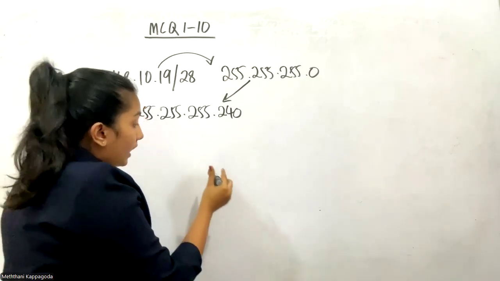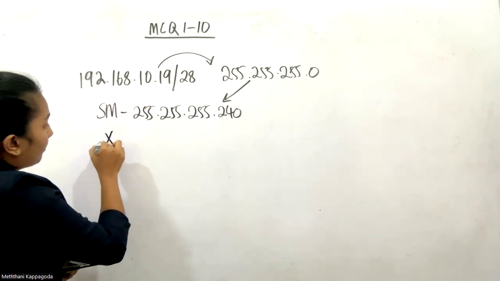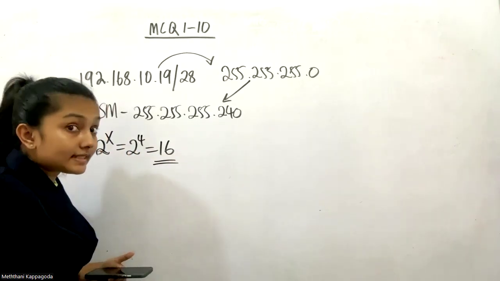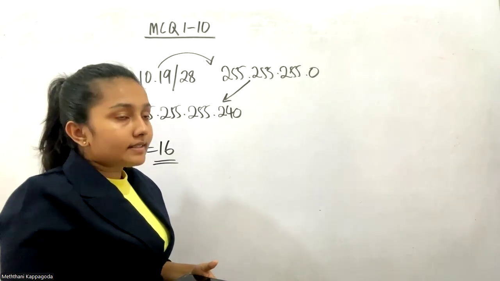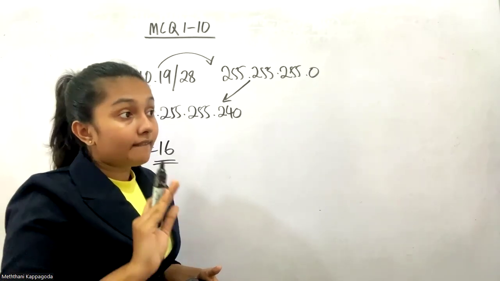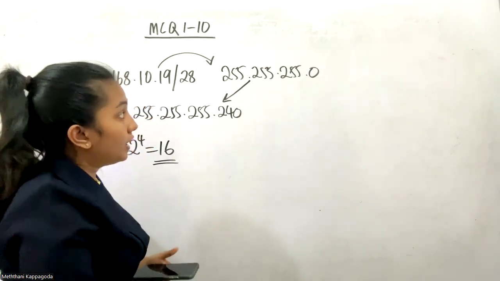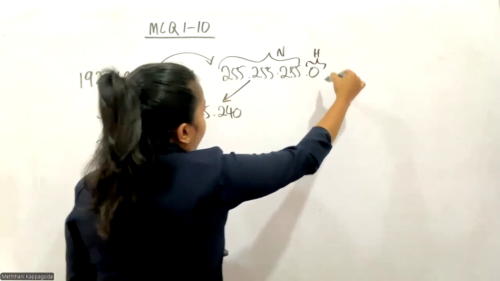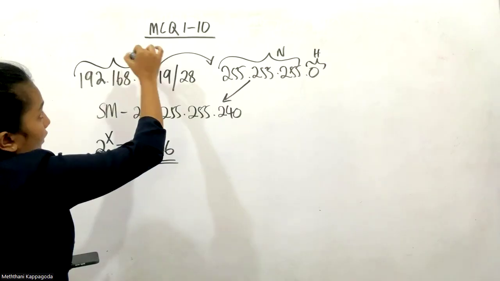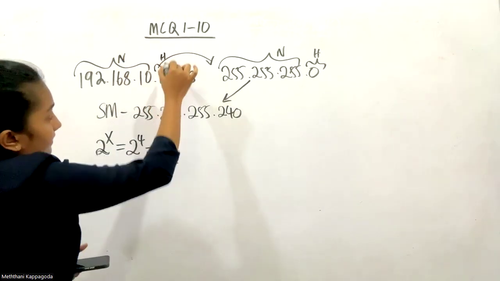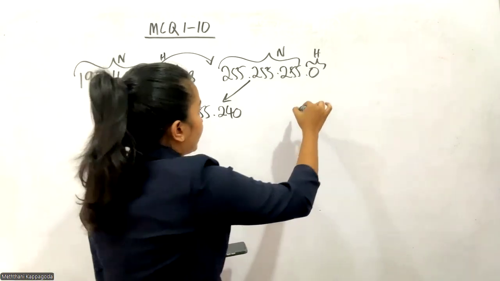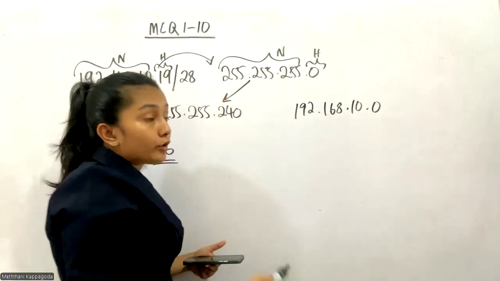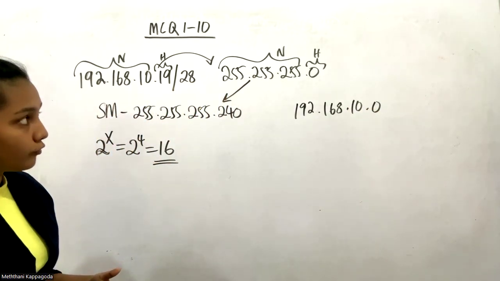It means you can find the number of subnets created: 2 to the power x, which is 2 to the power 4, equals 16. 16 subnets are there. Always the first subnet is the subnet which has 0 in its host part. In the subnet mask, here is the network part, here is the host part. It means the network part of the IP address is this, the host part is this. Therefore, our first network is 192.168.10.0.